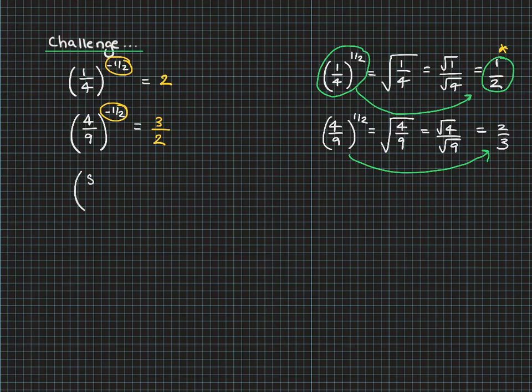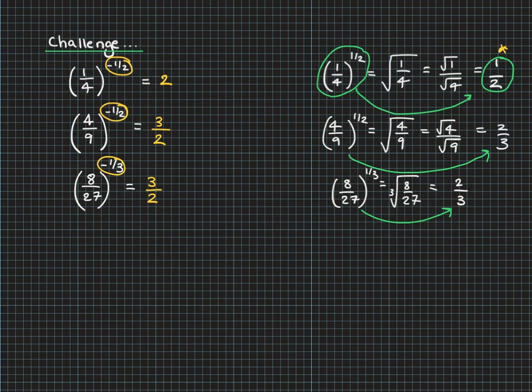You've got to work out 8/27 to the power of -1/3. Pause the video, have a go at it, and then check your answer. So let's work this out. We're going to start off by working out 8/27 raised to the positive 1/3, which means the cube root of 8/27. Now that means I have to cube root 8, which gives me 2, and cube root 27, which gives me 3. So 8/27 to the positive 1/3 is 2/3. If I want to work out 8/27 to the negative 1/3, let's take the reciprocal, which is 3/2.